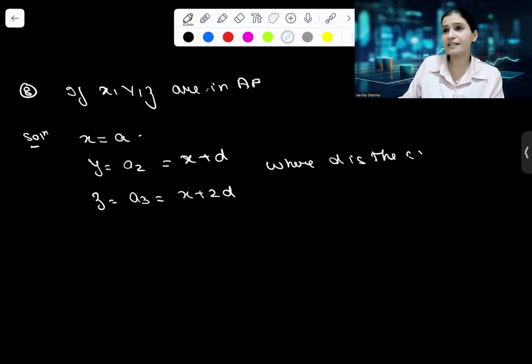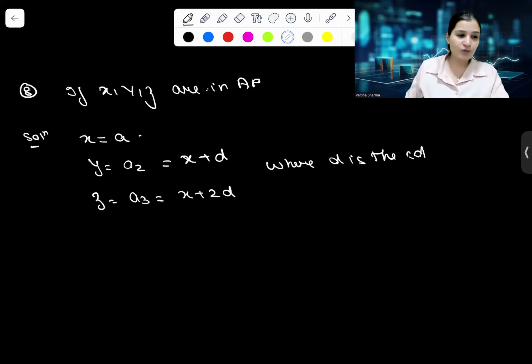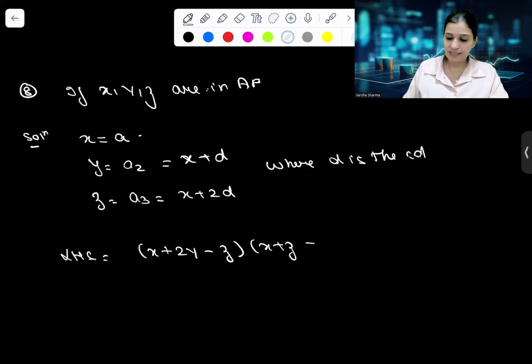You could have also used the difference. If they are in AP, then y minus x will be the same as z minus y. The common difference would be the same. You could also use that equation. So now what we want to prove, LHS: x plus 2y minus z, x plus z minus y, z plus 2y minus x.